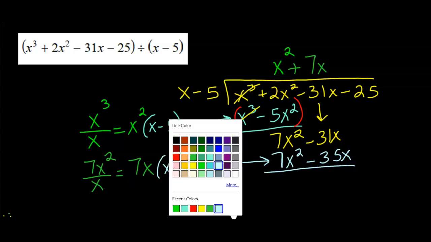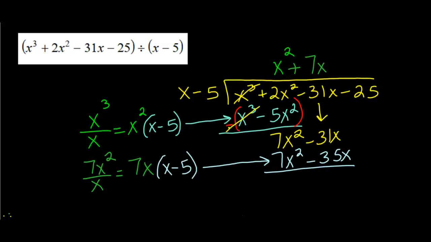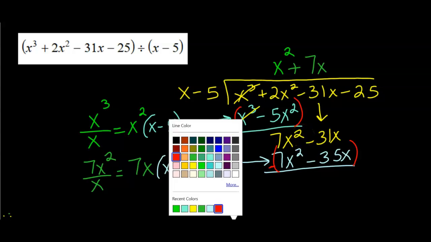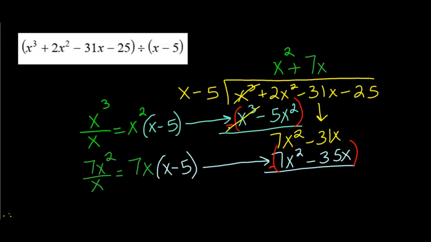Now we are ready to subtract. Remember, you're subtracting the entire row. 7x squared minus 7x squared, that's going to give me 0. These are going to cancel, which is good. And then I have negative 31x minus negative 35. So it's really negative 31 plus 35. So that's going to give me 4.